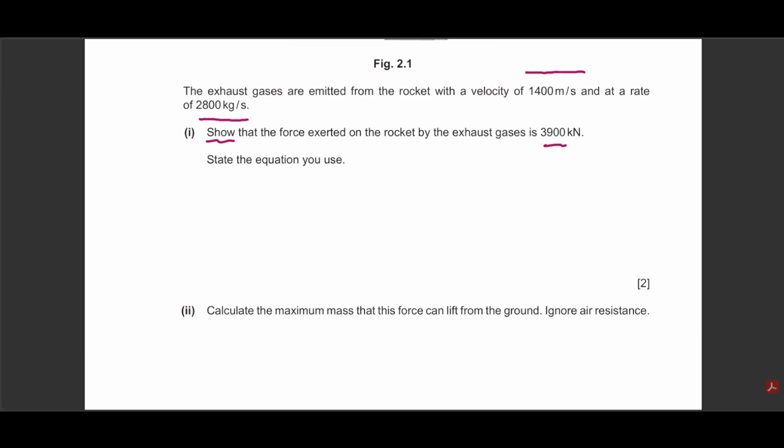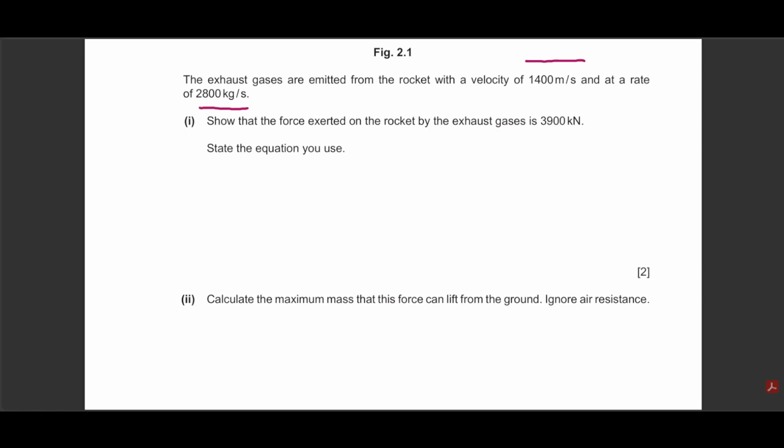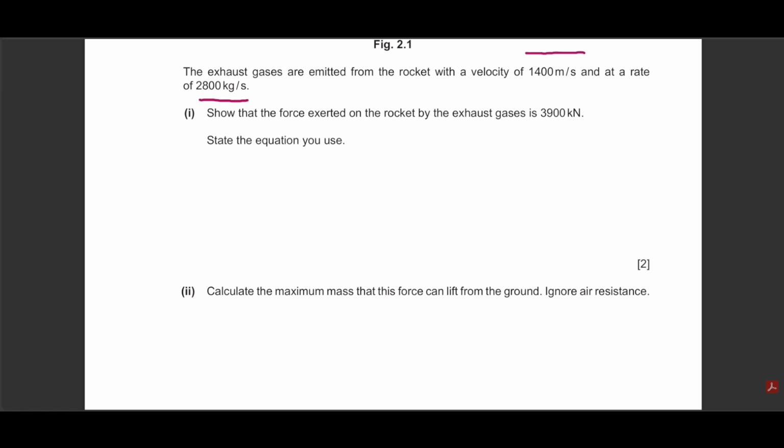Now be advised, if you are unable to solve the part that says show, no need to worry, because this value will be used somehow in the next part. So if you're unable to solve this part, don't leave the whole paper. Please continue to the next part and use this value. It will definitely be used.